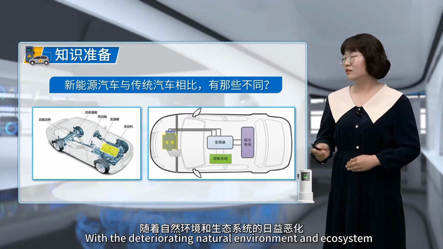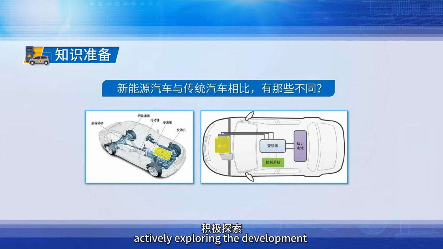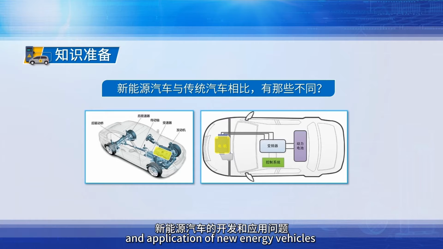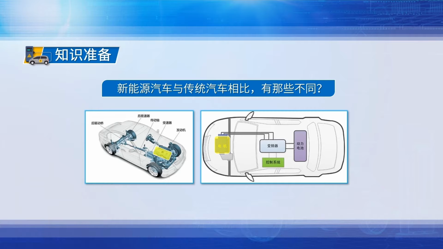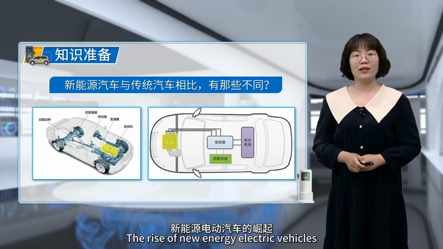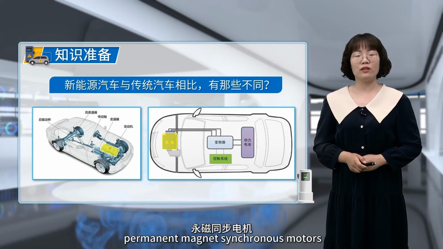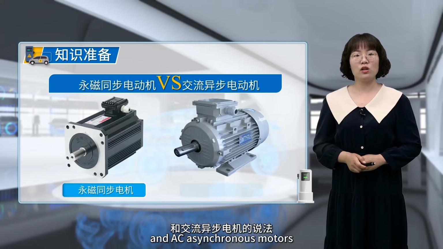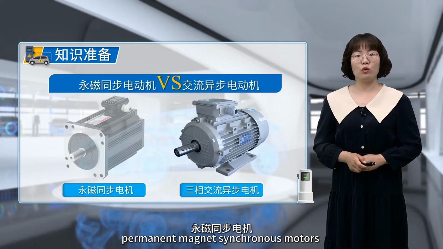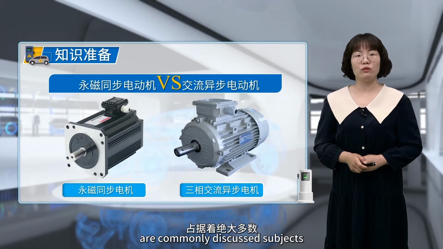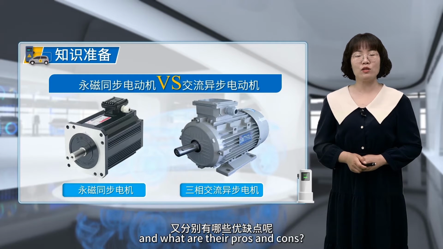With the deteriorating natural environment and ecosystem, actively exploring the development and application of new energy vehicles has become a focus in the field of automotive development. The rise of new energy electric vehicles. When discussing its power system, we often hear about permanent magnet synchronous motors and AC asynchronous motors. In terms of frequency, permanent magnet synchronous motors are commonly discussed subjects. What are the differences between them and what are their pros and cons?